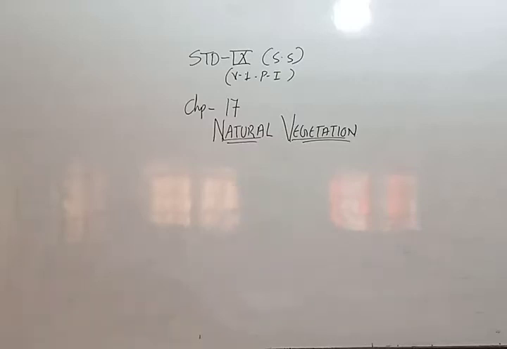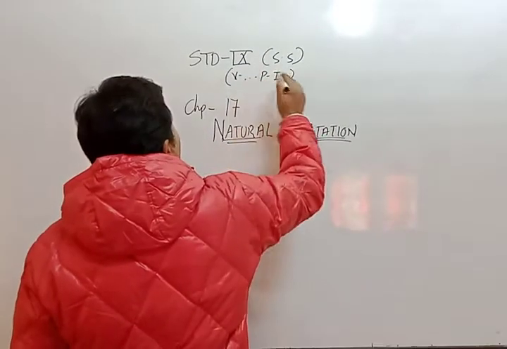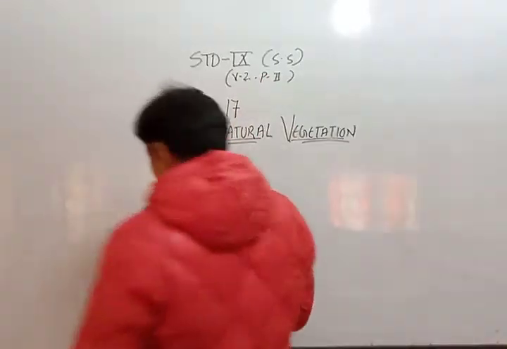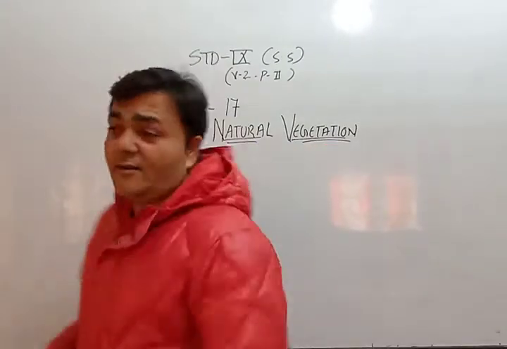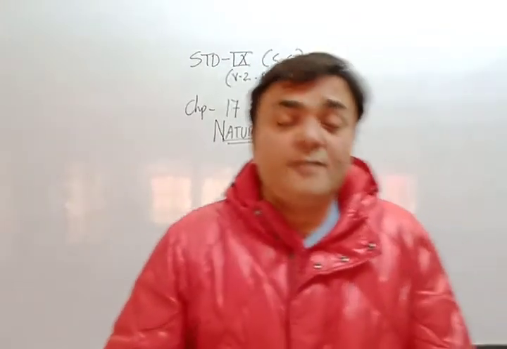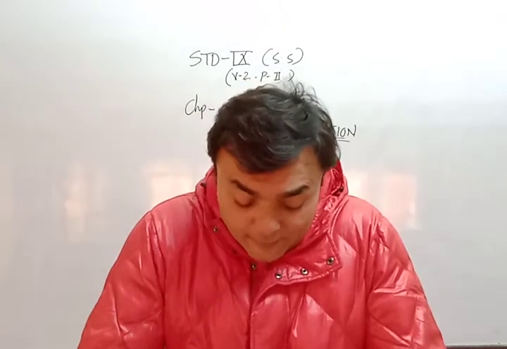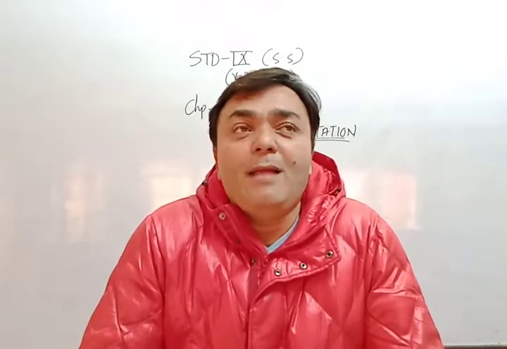So hello and welcome to part 2 of your chapter 17, natural vegetation. Where we were, there are 5 kinds of vegetation, and we had already seen the 4. Now we are going with the 5th one, tidal forest, mangroves.